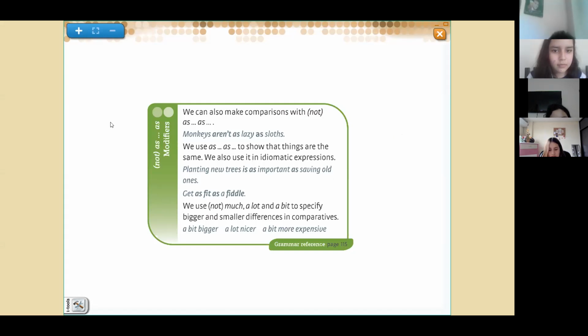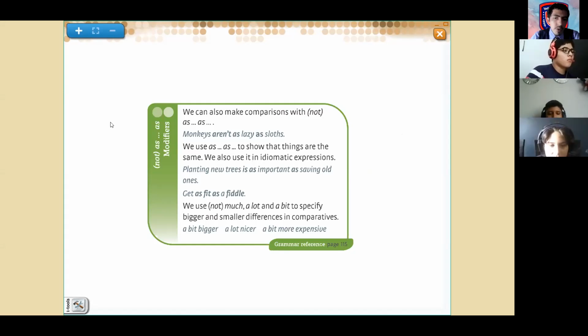Okay, guys. The ideology of the comparative with as is pretty easy. It's just another way to compare. So how is the structure of this? We have as, in the middle we have an adjective which doesn't change. So: monkeys aren't as lazy as sloths. Los monos no son tan vagos como los perezosos. No son tan como, esa es la idea de as, etcetera, as. That's basically a translation of are or is and as, etcetera, as. Okay, that's the point of this kind of structure.